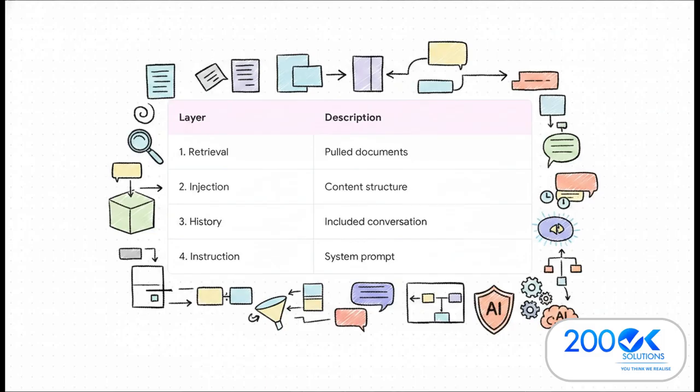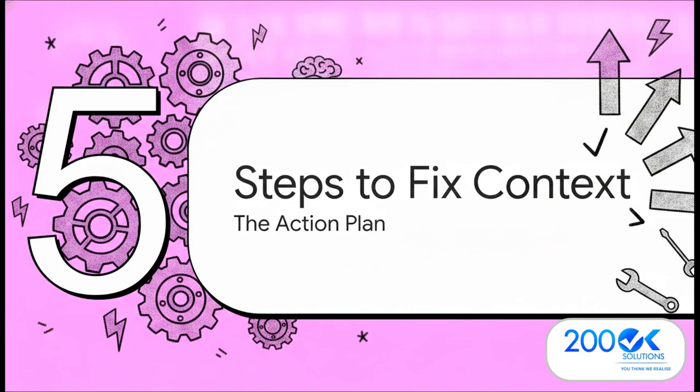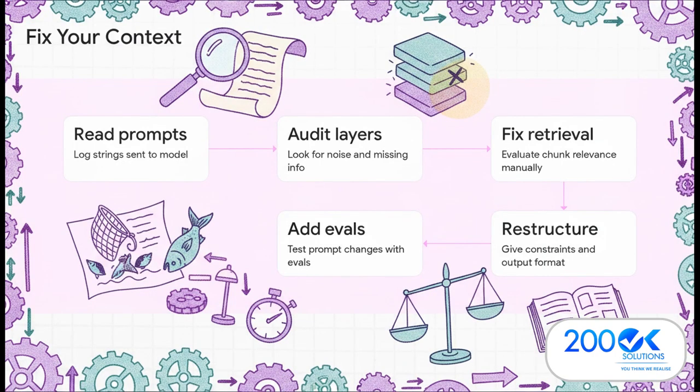Amateur teams, they only think about Layer 1, retrieval. But shipping reliable, production-ready AI requires actively engineering all 4 of these layers. Finally, section 5, steps to fix your context, the action plan. Here is your 5-step checklist to start fixing this today. Step 1 is super unglamorous but incredibly vital.